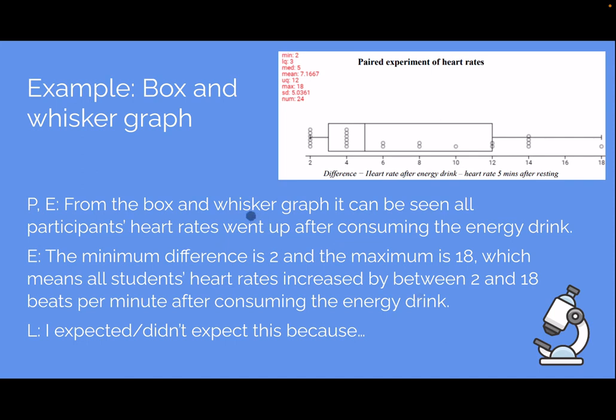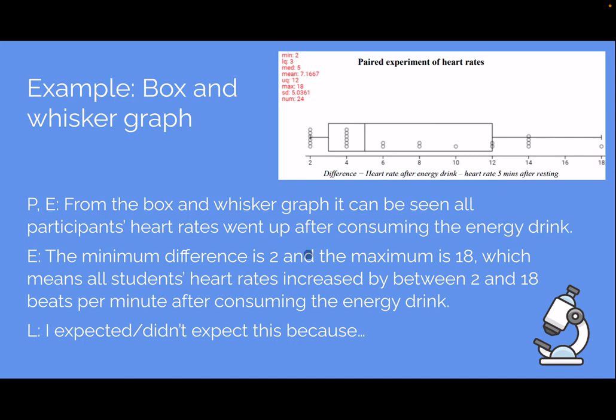Now, what you might want to add to this is saying that it's the minimum line in the box and whisker graph, because that shows the visual evidence as well as the numerical evidence of it being 2 and 18. You don't have to include that, but that's something that can strengthen your argument.